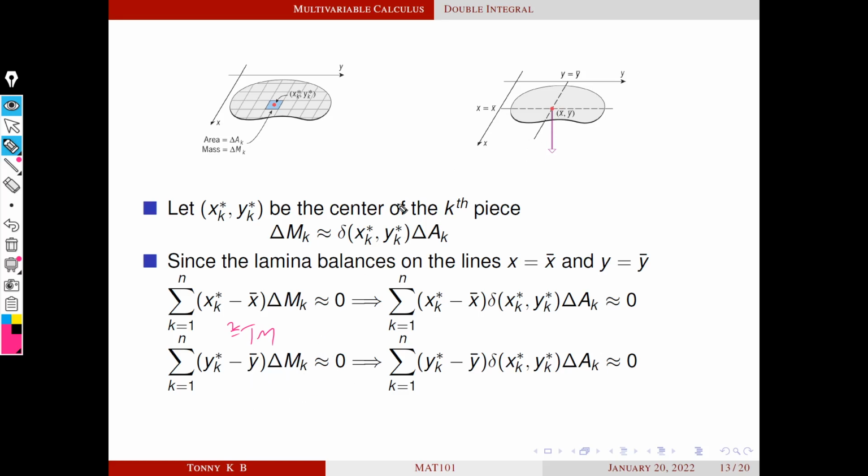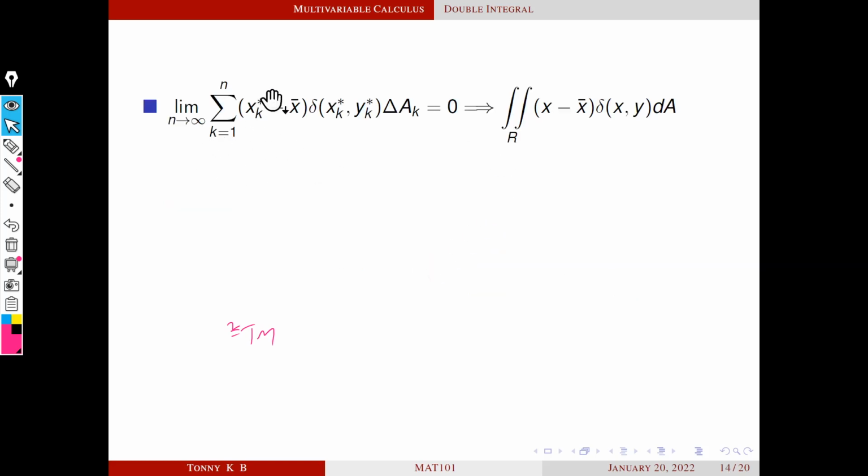And next we substitute delta mk using this formula. In the next step, we take the limiting process, the extreme case. Okay, if n is large, this error is very, very small. So the extreme case is the limit as n tends to infinity of the sum from k = 1 to n of (xk* minus x bar) times the mass equals 0. And this infinite sum we can write as a double integral over R. Instead of xk*, this becomes (x minus x bar) delta(x,y) dA. So this double integral equals 0.